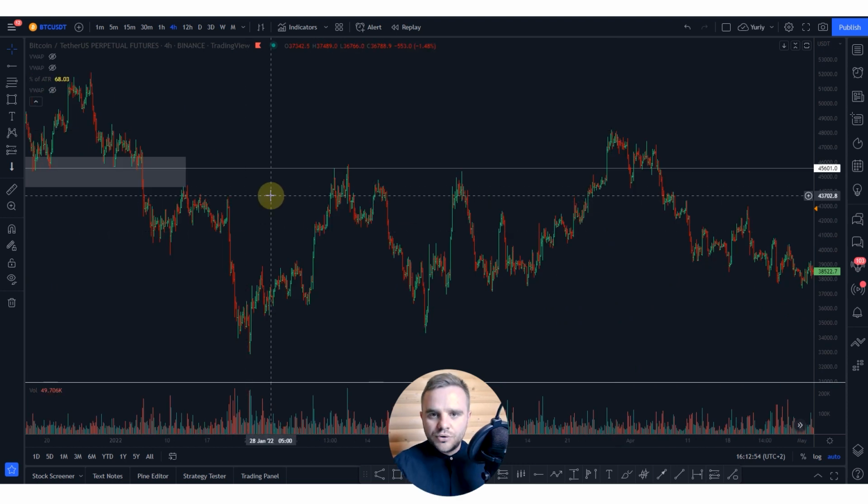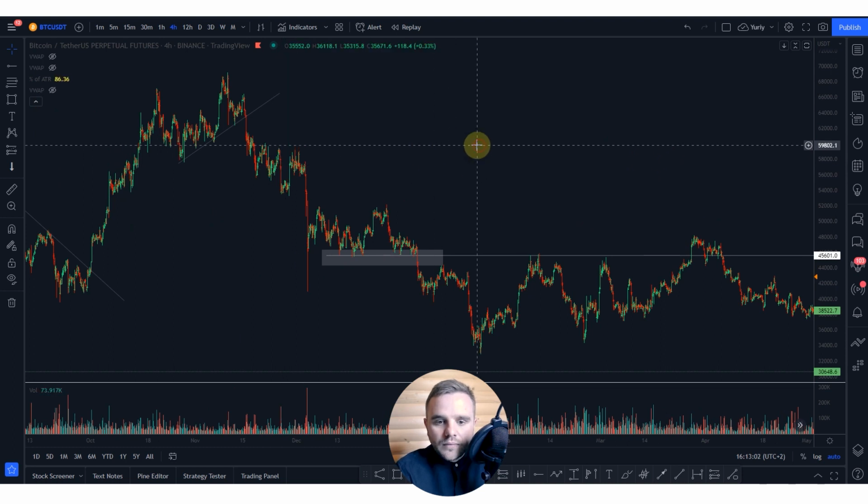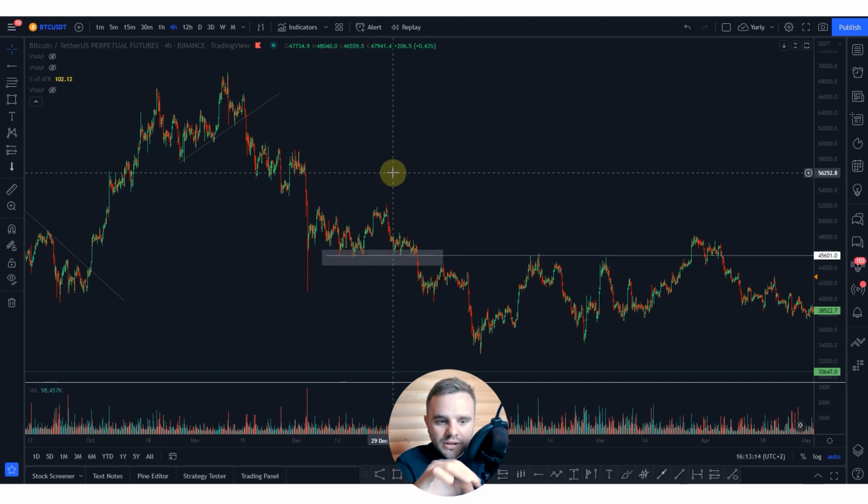If some of you don't know how to use TradingView, I have a full tutorial. I also will add it into the description of this video. Just watch it. And what you do on TradingView, there's this tool. It's called horizontal line, or this one, horizontal ray. Really simple. I like rays more because it shows me exactly the area where a level starts.